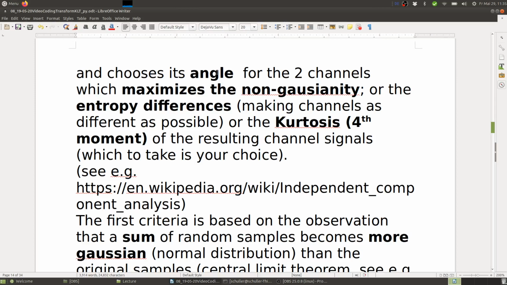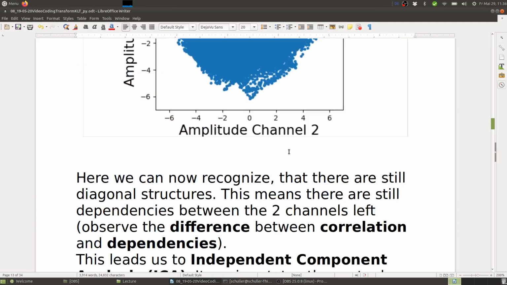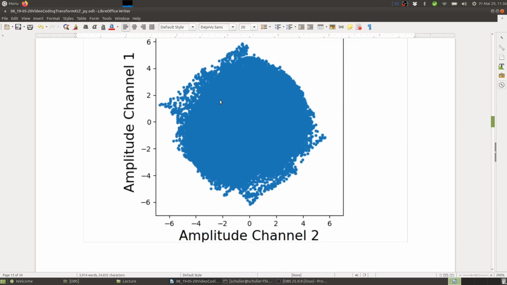Yeah, and we choose the angle for the two channels which maximizes the non-Gaussianity of the two resulting channels, or the entropy differences, making channels as different as possible, or the kurtosis, the fourth moment of the resulting channel signals. So we have different choices, and that's up to us. And we take those measures because we need to have a mathematical formulation for this alignment. Right? It's not like that our algorithm can take a look at it.